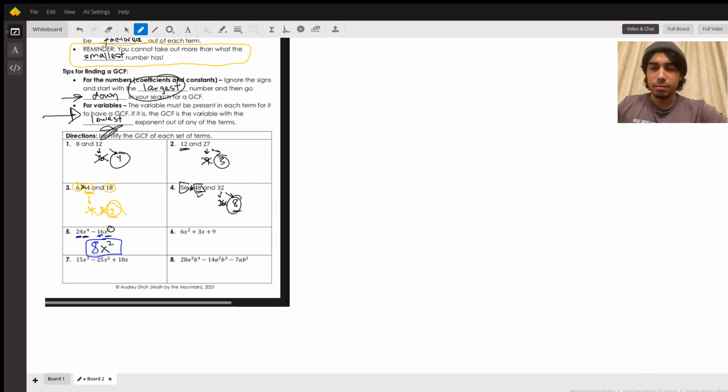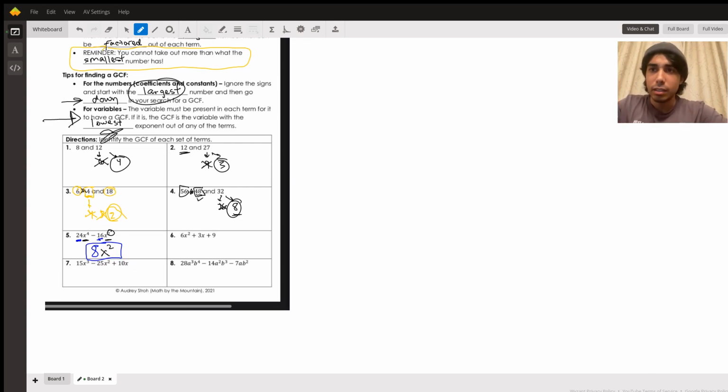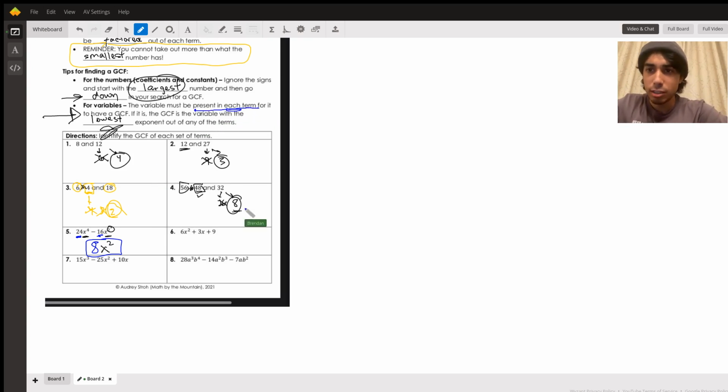All right, number 6. Again, coming back up here, the variable must be present in each term, every single time. Look at number 6, right? We've got this one term, this 9. There's no x in it, so the greatest common factor is not going to have an x. So the only thing we're concerned about is these three numbers here, the 6, the 3, and the 9. There's no x this time because that 9 does not have an x on it. There's got to be an x on every single one if our greatest common factor is going to have an x.